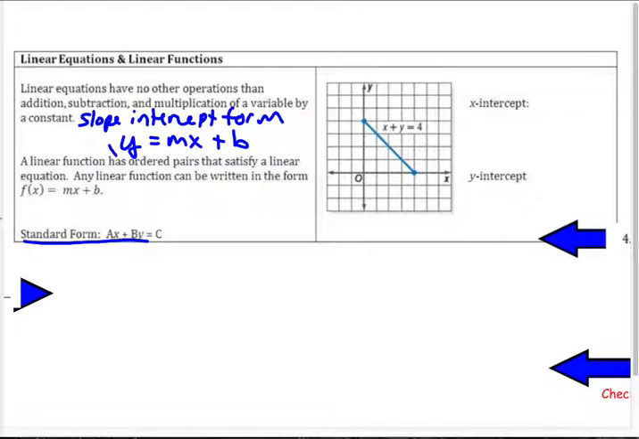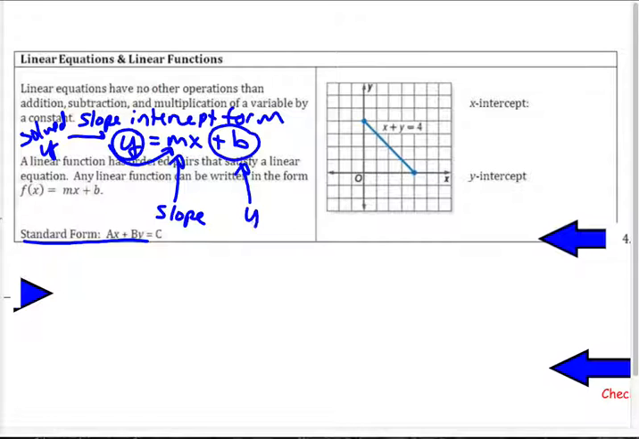The m, if it's solved for y, I'll just write it right here. Your m is your slope, your rise over run. And your b, whatever that is, is your y-intercept. The reason slope-intercept form is nice is you can just graph your y-intercept and then kick in your slope using rise over run. It's very easy to graph your linear equations.